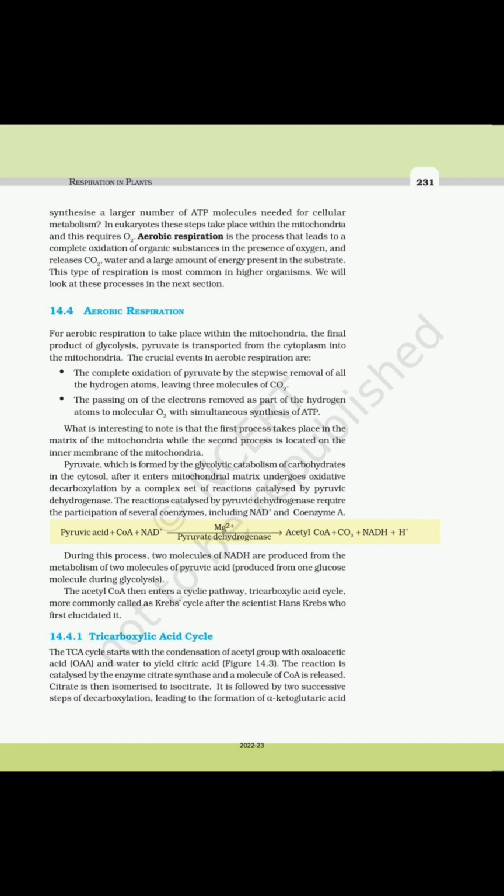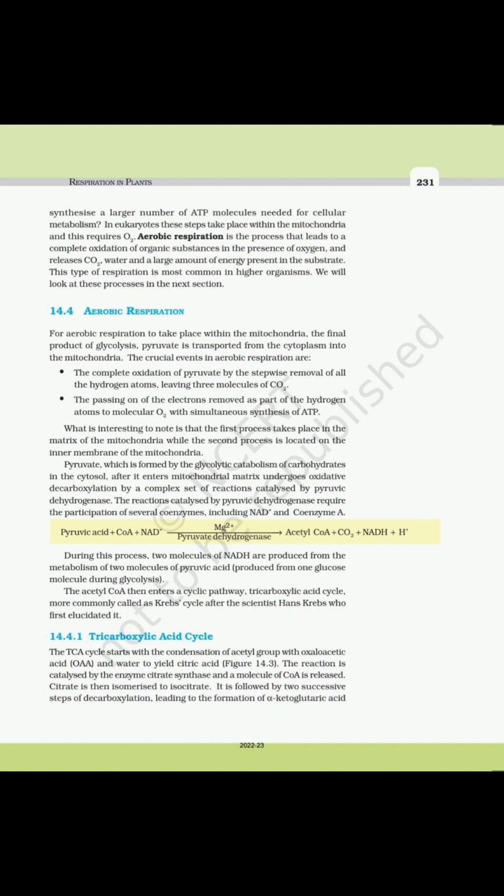14.4 Aerobic respiration. For aerobic respiration to take place within the mitochondria, the final product of glycolysis, pyruvate, is transported from the cytoplasm into the mitochondria. The crucial events in aerobic respiration are the complete oxidation of pyruvate by the stepwise removal of all the hydrogen atoms, leaving 3 molecules of CO2. And the passing on of the electrons removed as part of the hydrogen atoms to molecular O2 with simultaneous synthesis of ATP. What is interesting to note is that the first process takes place in the matrix of the mitochondria, while the second process is located on the inner membrane of the mitochondria.